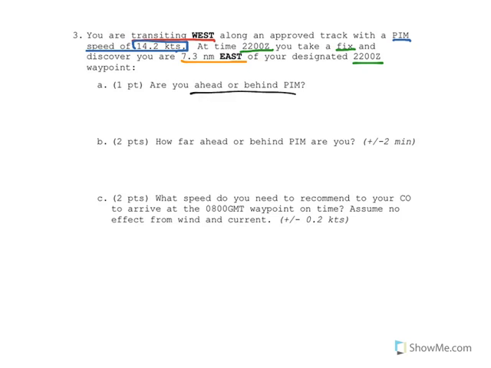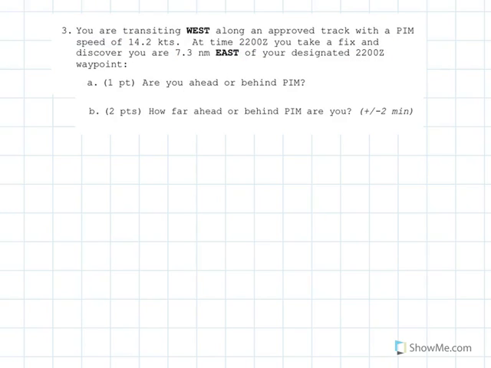I'll ask you if you are ahead or behind PIM, then also how far ahead or behind PIM you are, and we expect you to be within plus or minus 2 minutes. We want you to be exact. After that, we will ask you, okay, so now that you figure out how far ahead or behind PIM you are, what do you need to do to get back on PIM? So what speed do you need to order up in order to be back on PIM by a certain time? And we expect you to be within plus or minus 2 knots. So that's a mini speed required problem. Let's jump into this problem.